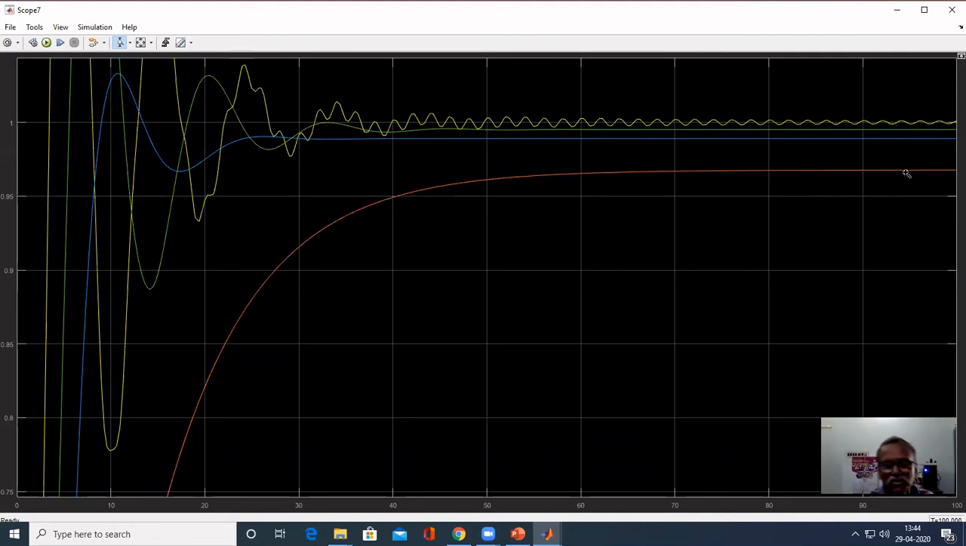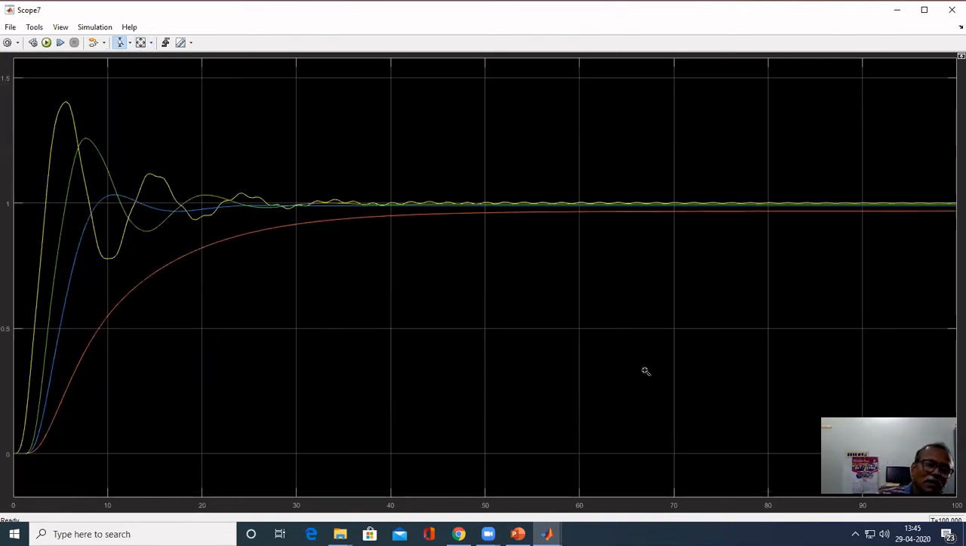So anyhow, steady state error is there. For accurate control, it won't give zero steady state error. That is the drawback with Dahlin's controller. Dahlin's controller gives steady state error, but it doesn't give any oscillations.